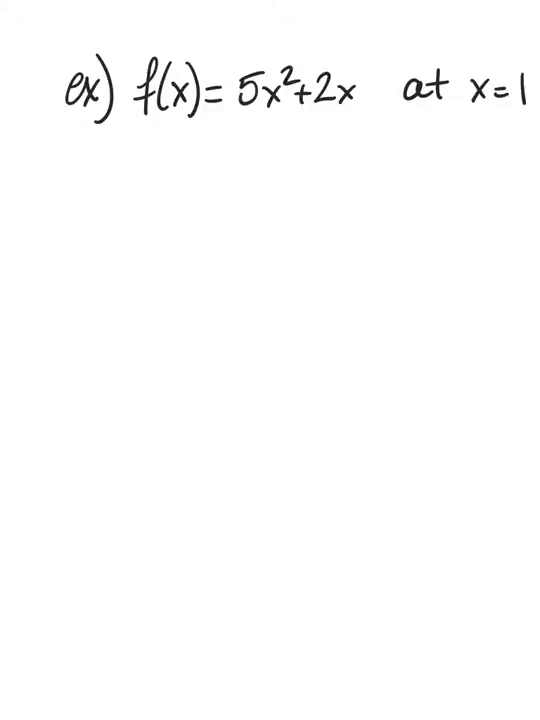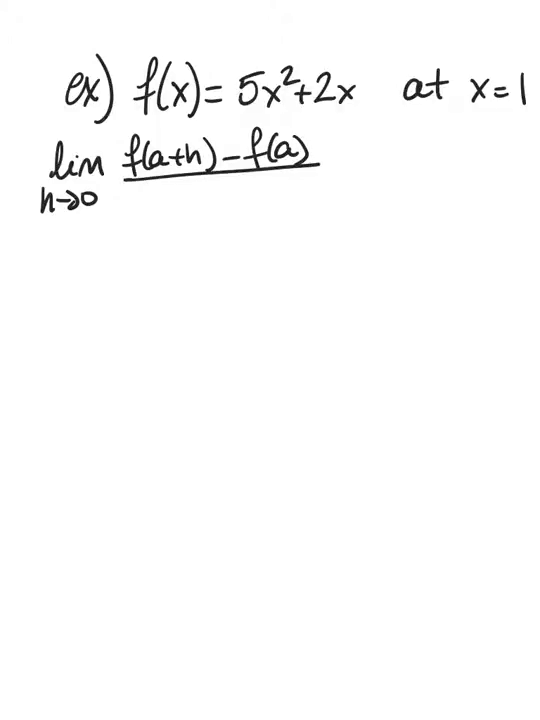All right, so let's say my function is, let's just do 5x^2 plus 2x. And I want to find the slope at one point at x equals 1. That's that instantaneous rate of change. So again, I'm going to take the limit as h approaches 0 of f of (a plus h) minus f of a, all over h.